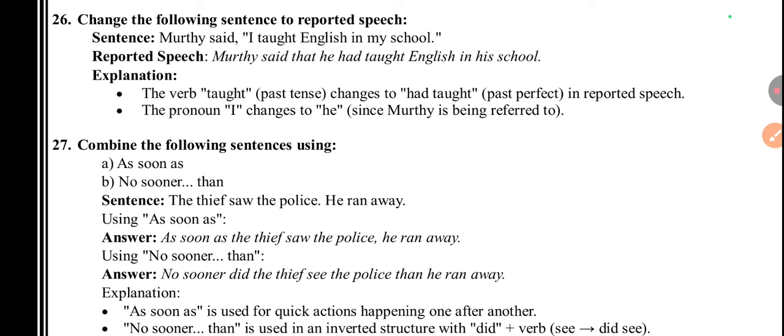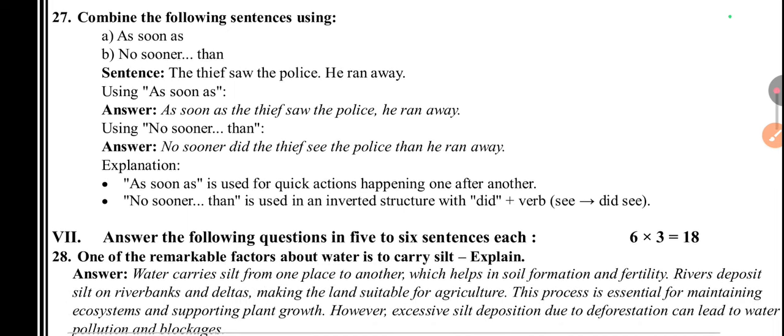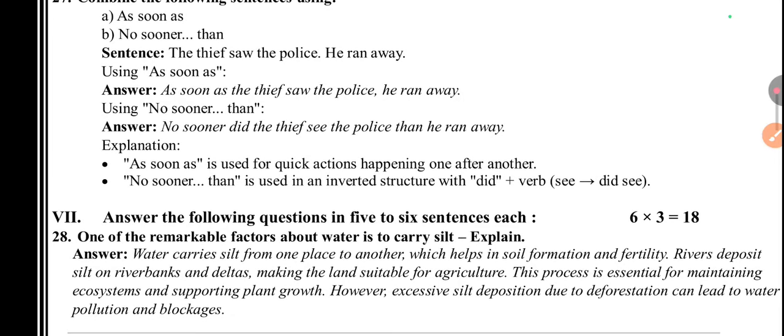Explanation. The verb 'taught', past tense, changes into 'had taught', past perfect in reported speech. The pronoun 'I' changes to 'he' since Murthy is being referred to. Question number 27. Combine the following sentences using 'as soon as' and 'no sooner than'. Sentence: The thief saw the police, he ran away. Using 'as soon as': As soon as the thief saw the police, he ran away.